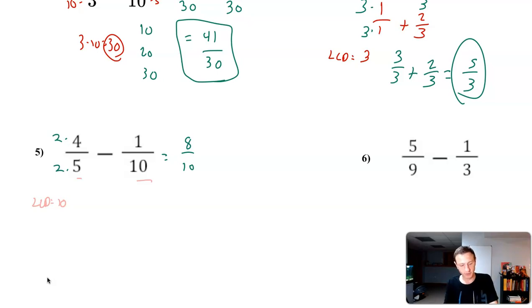So since I have just 8 over 10 minus 1 over 10, same denominator, subtract across the top. 8 minus 1 is 7 over 10. There it is.